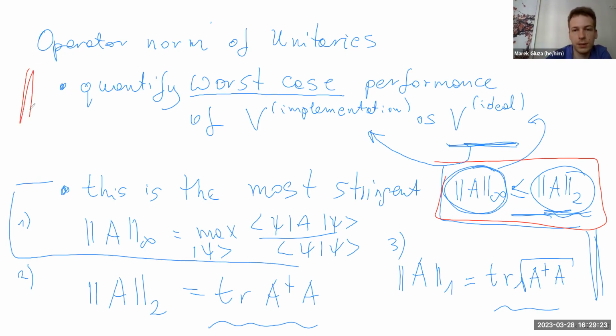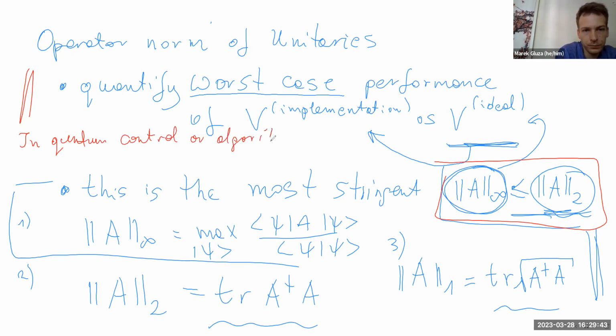Because of this soundness property, in quantum control or algorithms, we use operator norms, because operator norms are very nice for unitaries. Let me give you one more example.